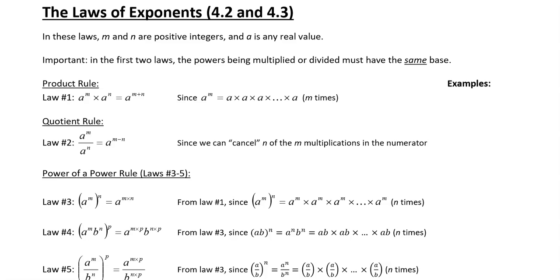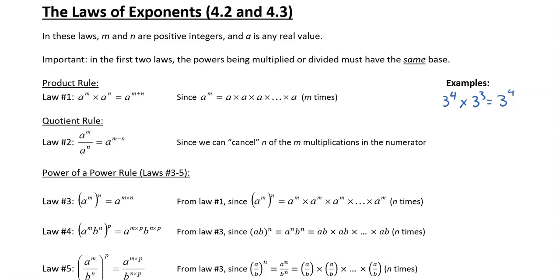It's important to note that in the first two laws, the powers being multiplied and divided must have the same base. We saw this a minute ago with 3 to the power of 4 and 3 to the power of 3. So we use that as our example for this first one. 3 to the power of 4 times 3 to the power of 3 meant that we add those exponents. So we add 4 plus 3, and we get 3 to the power of 7, which we then answer, and we got 2,187. But the key there is getting it to the 3 to the power of 7.